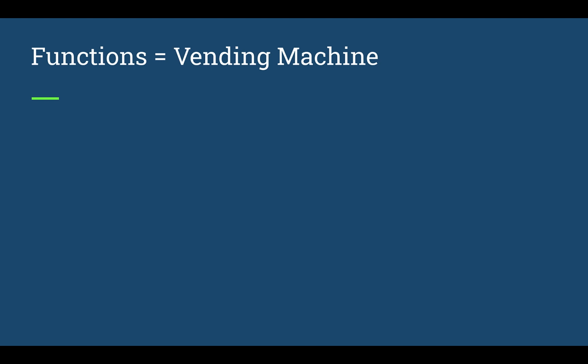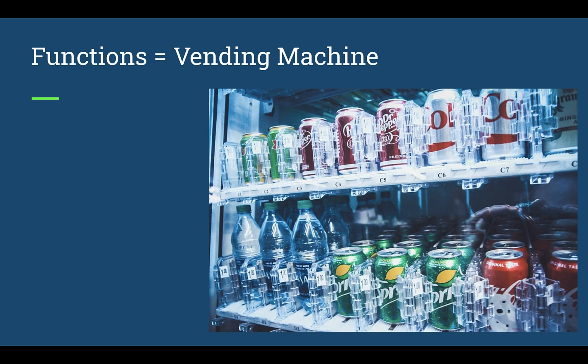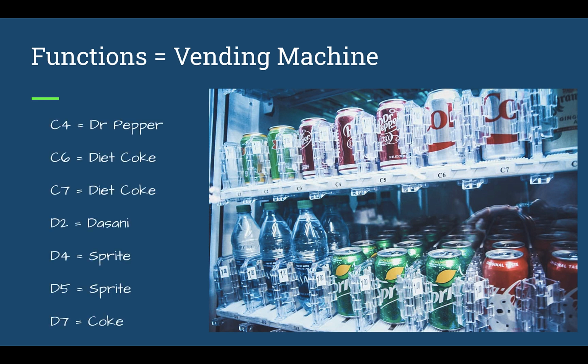The best way I can describe what a function is that it's similar to a vending machine. So here we have a vending machine of some different types of soda. Here you can see we have water here as well, Sprite, Coke, Diet Coke, Dr Pepper, and so on. If you push a button on this vending machine, you should know what you're going to get. So if I push C5, which is right here, I'm going to get Dr Pepper. It's not a surprise what I get. If I push C4, I get Dr Pepper. C6, C7 are both Diet Coke. It's not a surprise what comes out. So you have one input, the button, and you get one thing out, your soda.